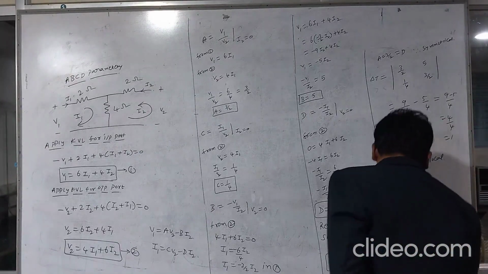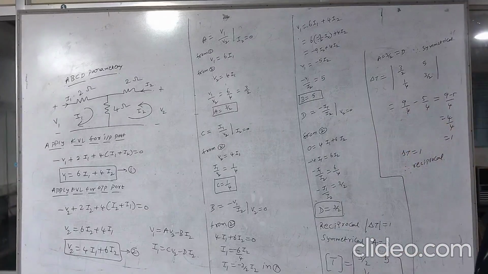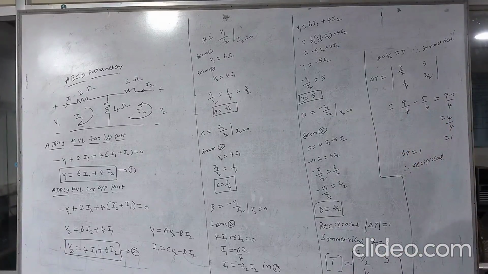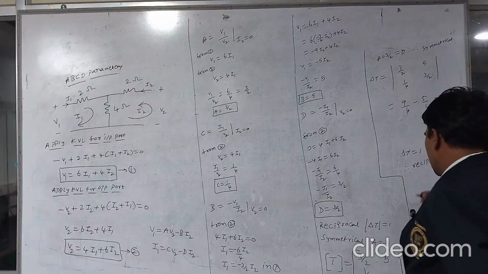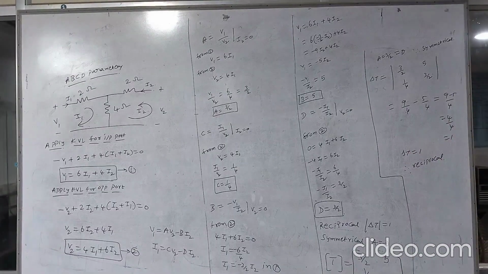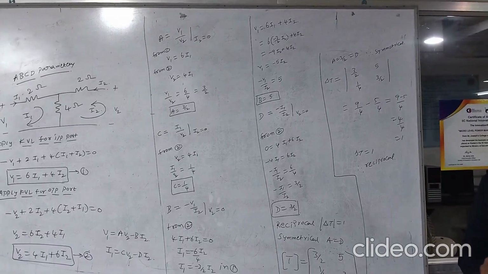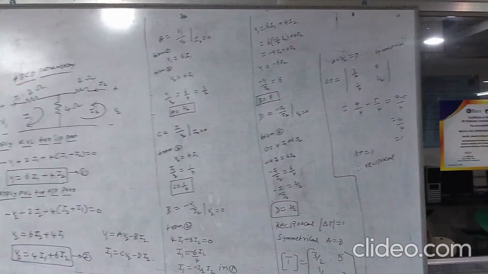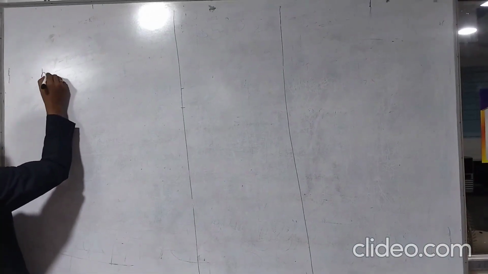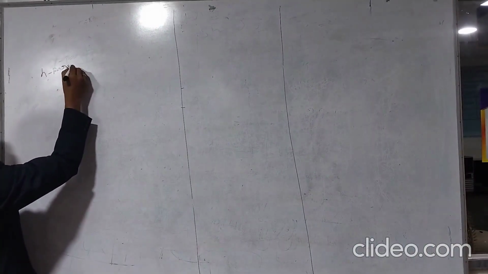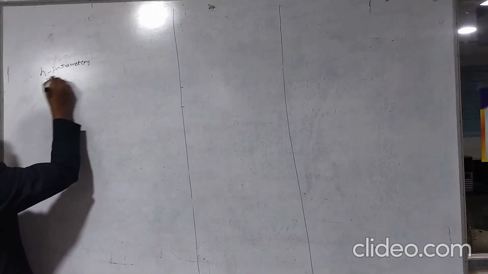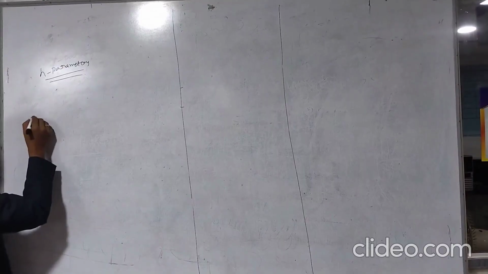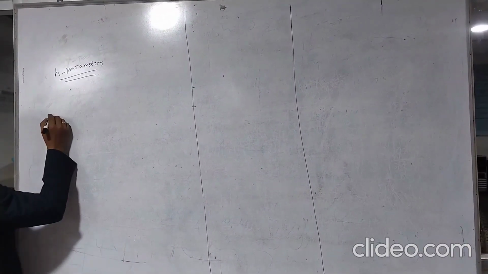So far we have discussed Z parameters, Y parameters, hybrid parameters, and ABCD parameters. At a glance, the corresponding conditions for symmetrical and reciprocal have also been visited for each and every parameter. Okay. So now we are going to obtain the hybrid parameters of the given two-port network.